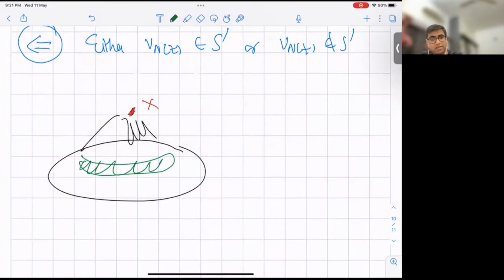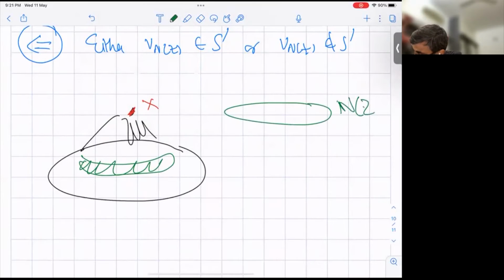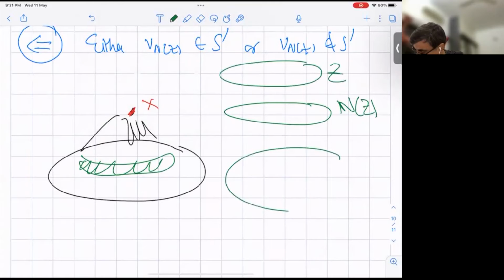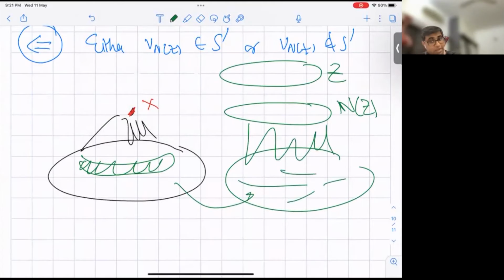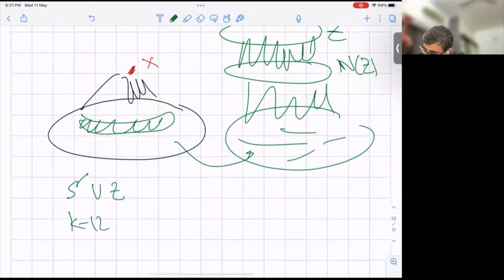So if you trace back and replace this x with the corresponding N of Z, then you know that all these edges are taken care of, and N of Z is anyway an independent set. So what is not taken care of? Only the edges here, and for that, what will you do? You do S prime union Z. And what is its size? Its size is K minus mod Z plus mod Z, which is equal to K, right? At most this, so at most K, right?